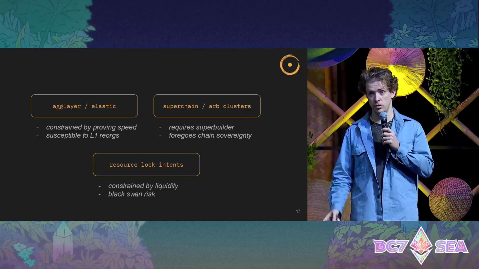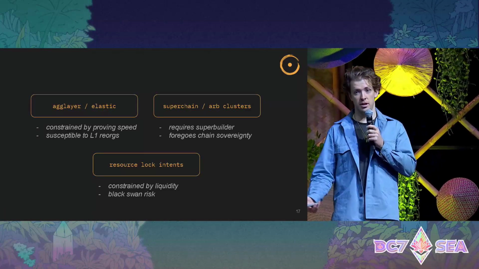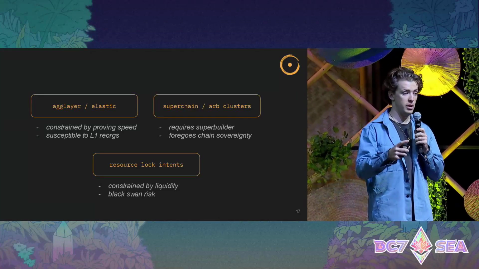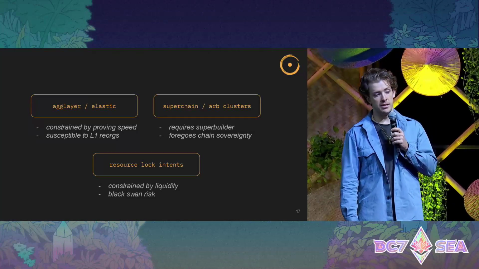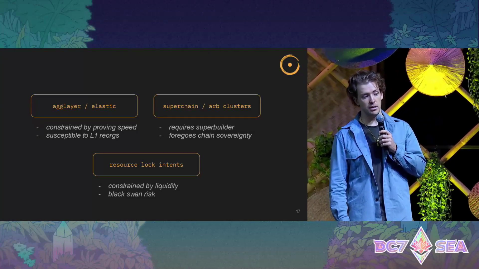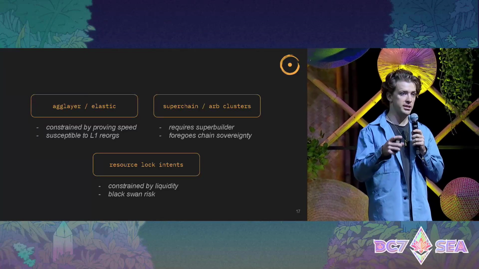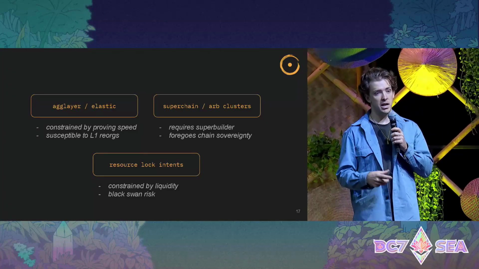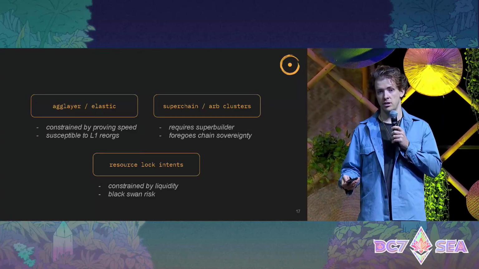Superchain and ARP clusters have very similar guarantee requirements. So it requires a super builder, which is just a sequencer that's going to be sequencing any of the rollups that are being touched by the multi-chain message. And the implication of that is that you're completely foregoing chain sovereignty. Which means that every single rollup within this optimistic interop cluster needs to behave according to the exact same rules and needs to upgrade following the same assumptions.